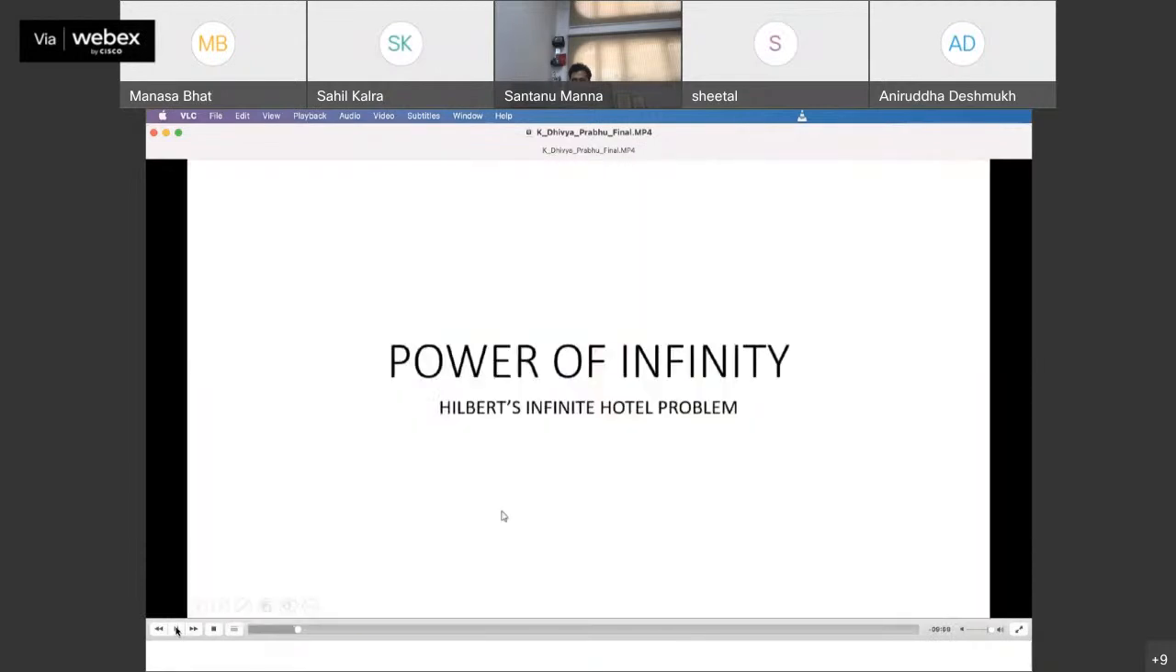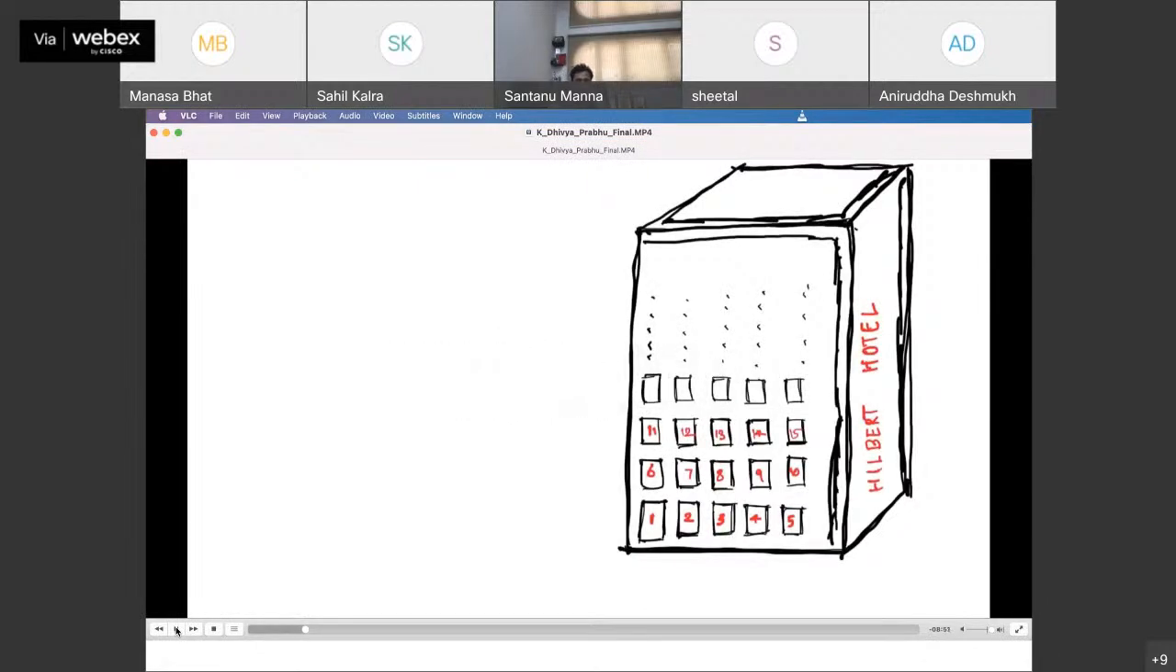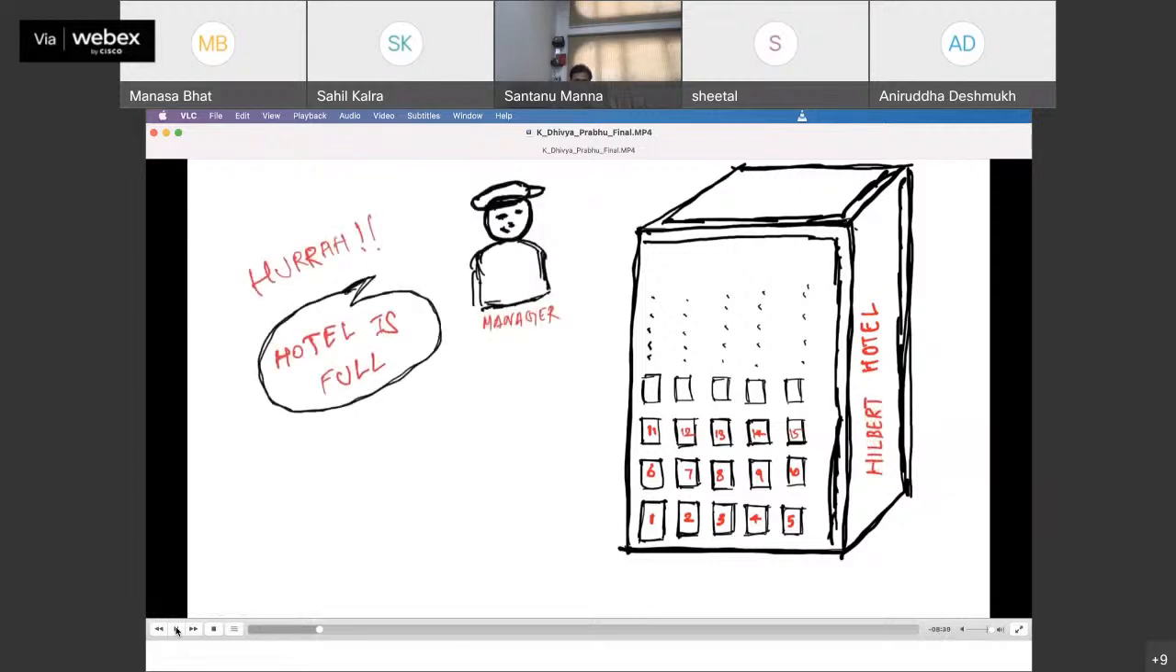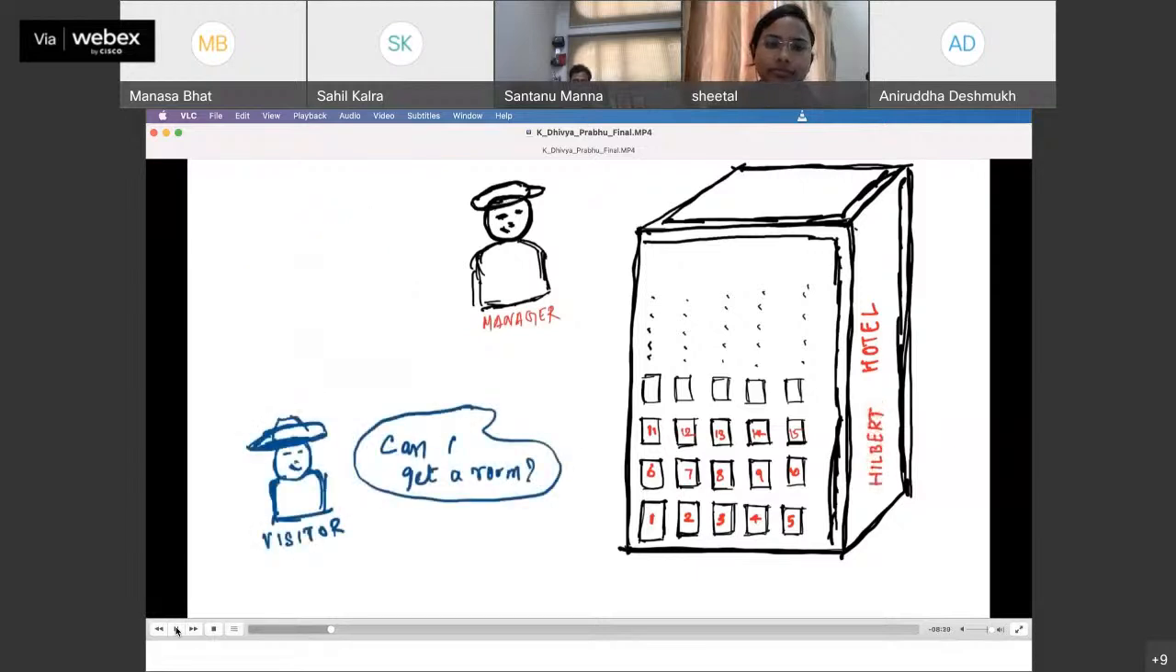In this video, we are going to look at the power of infinity by Hilbert's infinite hotel problem. Assume this is Hilbert's hotel. It has infinitely many rooms. We associate natural numbers to every room. This is room number 1, this is room number 2, this is room number 3, and so on. The manager is very happy because this hotel is completely full. In every room there are people. There is no vacant room available in this hotel. These are our assumptions. Now the problem comes.